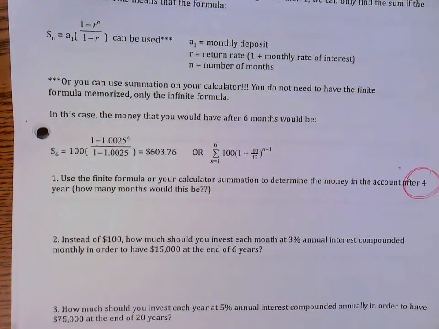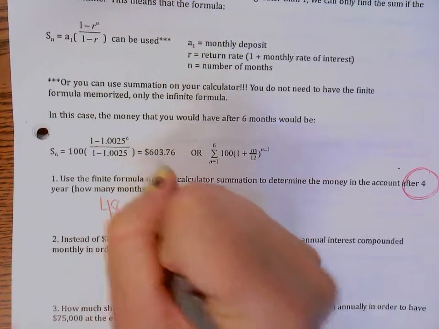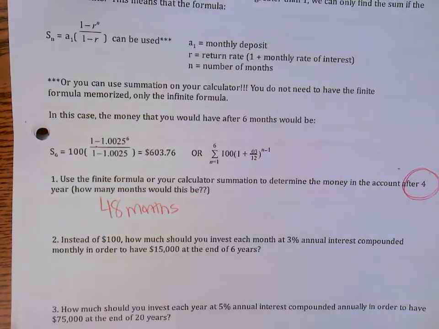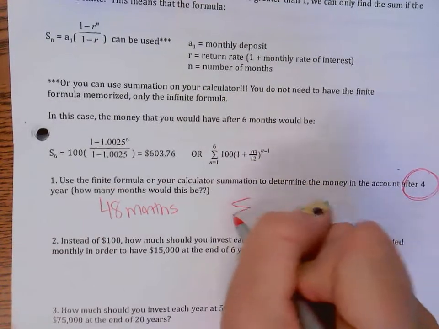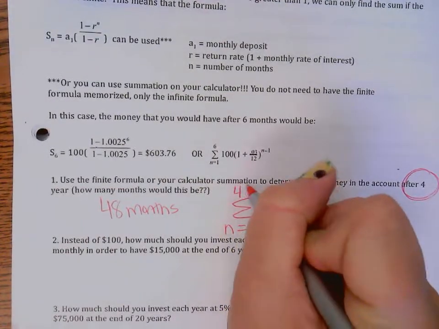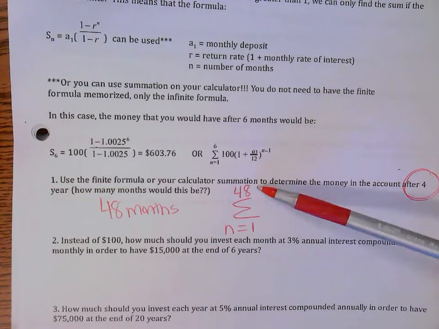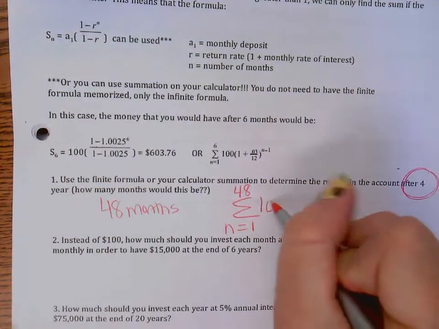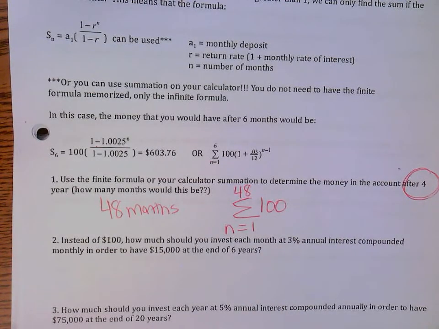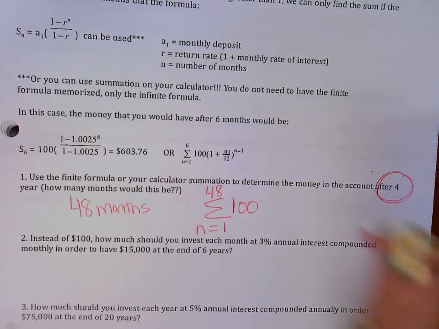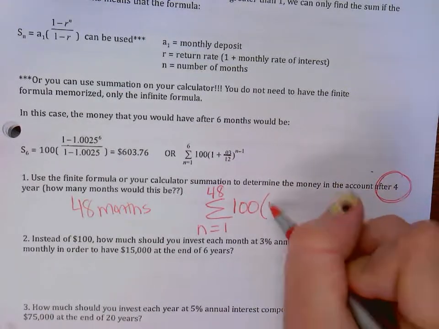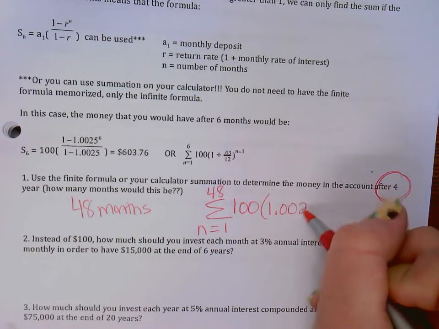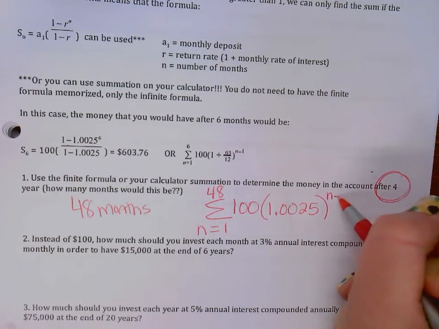How many months would 4 years be? Right, we're doing monthly, so isn't that 48 months? So I want to show you what this looks like as a summation. Your summation is going to go from 1 to 48. You just told the person how many compounds you're doing. What are you investing? You're investing $100 every single month. And what's the interest rate? 1.0025 to the n-1 power.